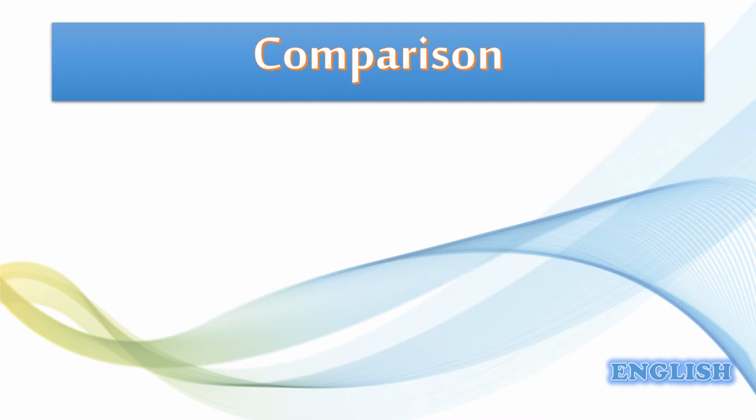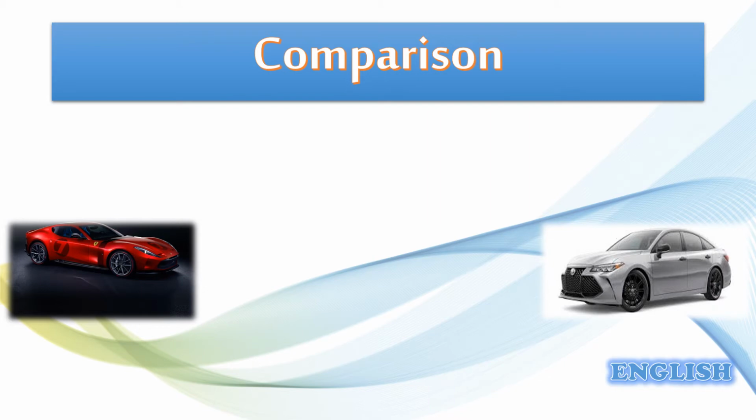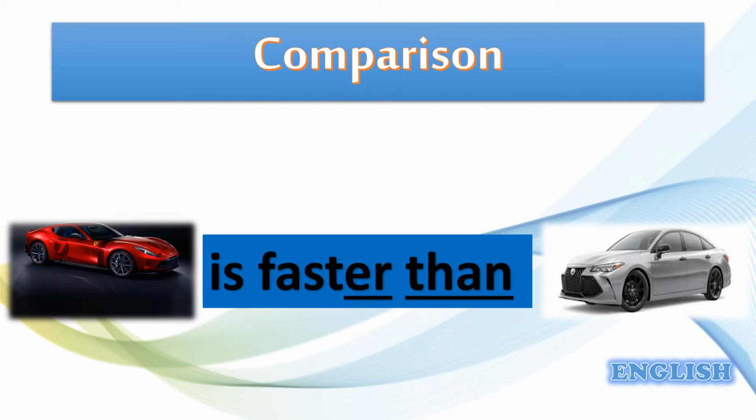Now let's have a look at another example. We have this car, Ferrari, and the other car. Which one is faster? We say the first car is faster than the second car. This car is faster than the other car.